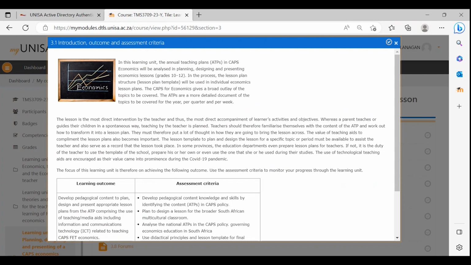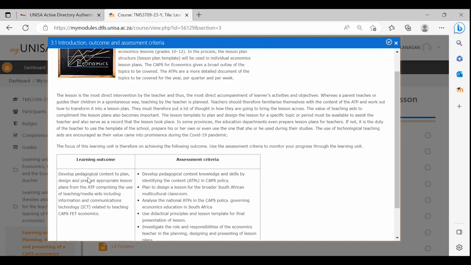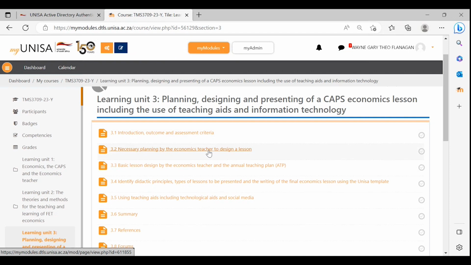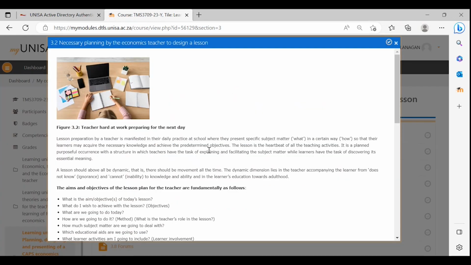Right. Then there are the learning outcomes. Develop pedagogical content to plan, design, and present appropriate lesson plans from the ATP, comprising the use of teaching or media aids, including information and communication technology related to teaching CAPS FET economics. And there's your assessment, different assessment criteria. Then 3.2 is the necessary planning by economics teachers to design a lesson.